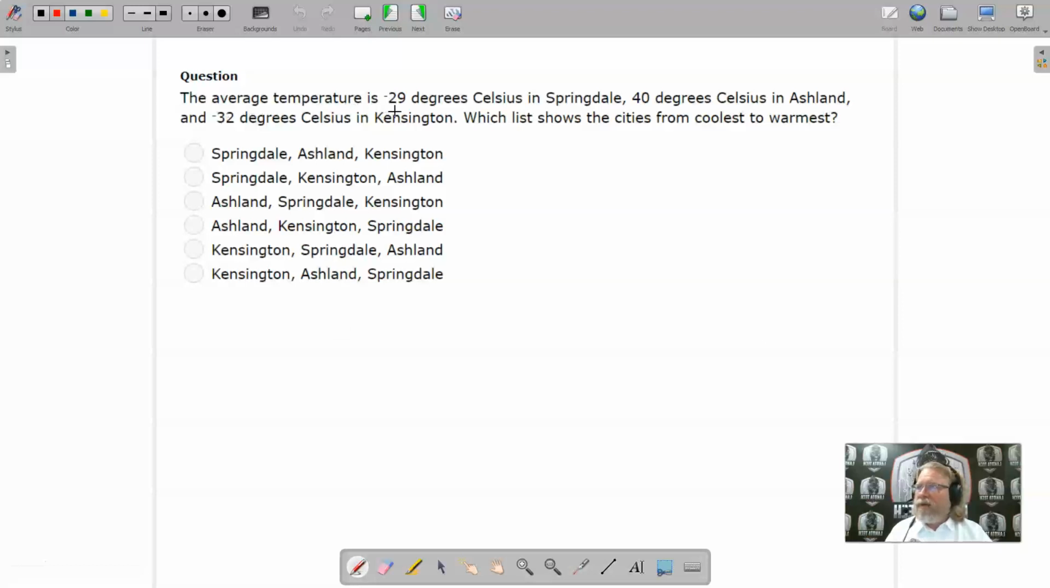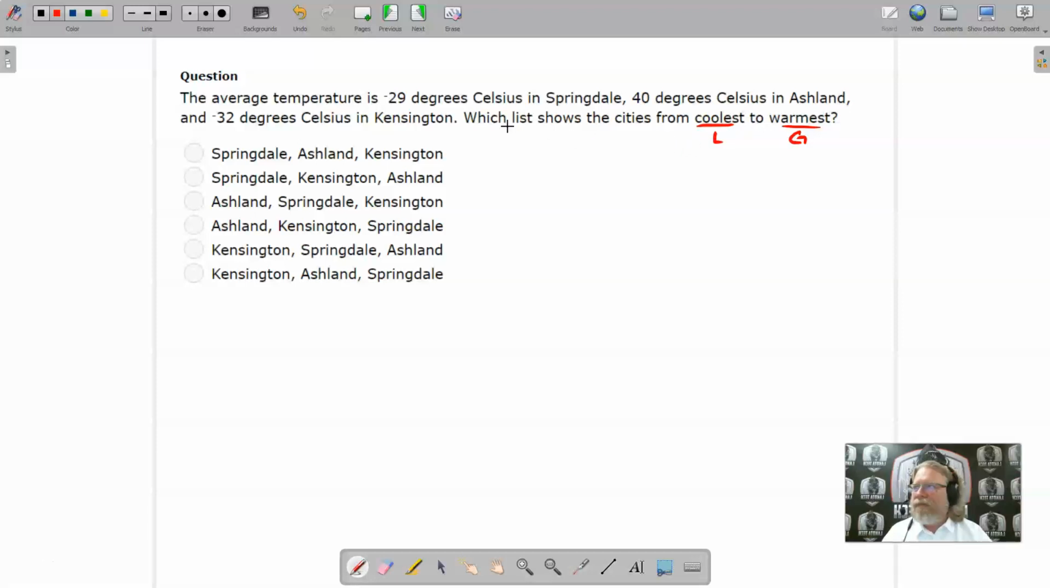So the average temperature is negative 29 degrees Celsius in Springdale, 40 degrees Celsius in Ashland, and 32 degrees Celsius in Kensington. Which list shows the cities from coldest to warmest? So colder temperatures are lower than warmer temperatures, so we're kind of looking for what? Least to greatest is another way to look at that. And word problems, especially in IXL, they usually do really good at making sure that they use words that start with different first letters.